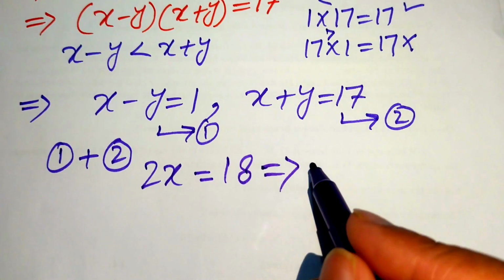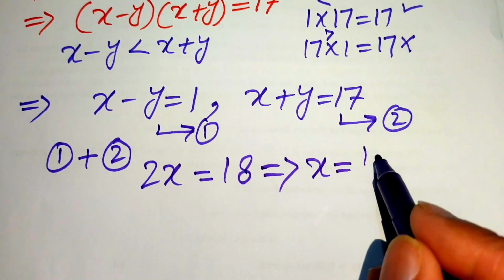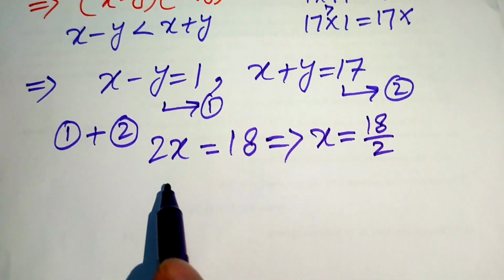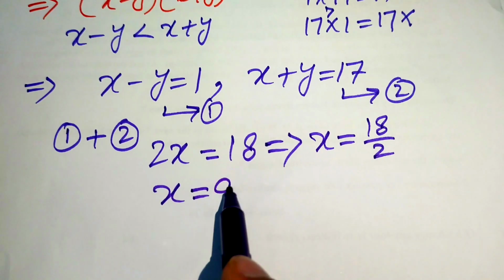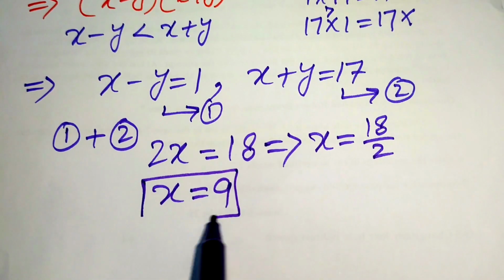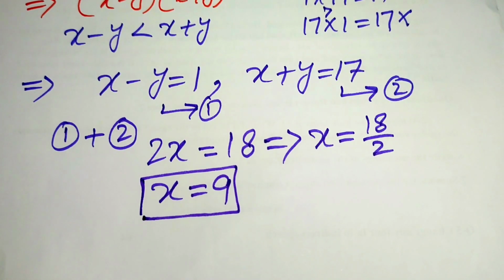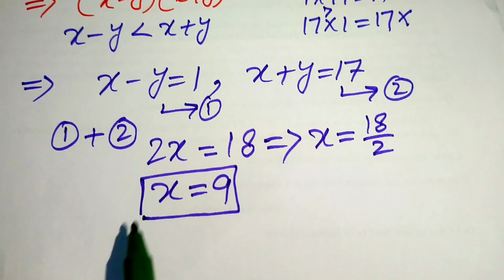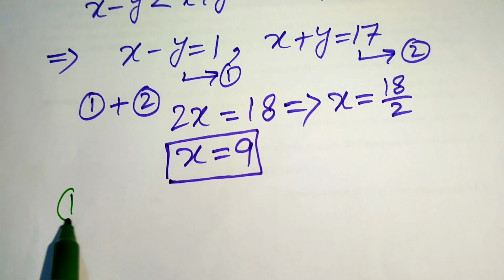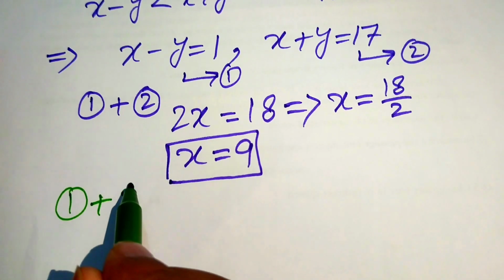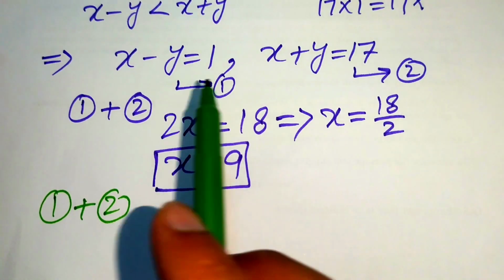So this equation implies that x equals 18 divided by 2, so we get the value of x equals 9. And similarly, we focus on finding the value of y, so we subtract equation number 1 and equation number 2. So now we subtract these two equations.